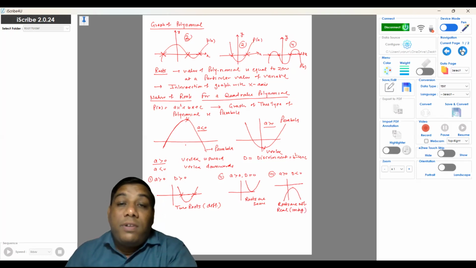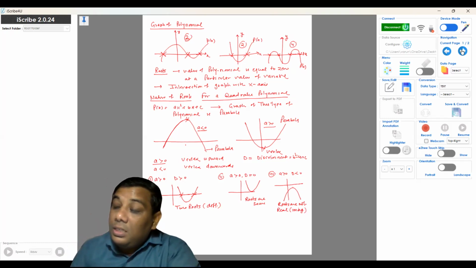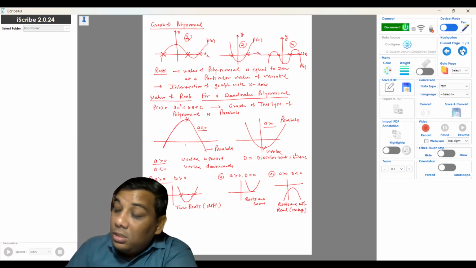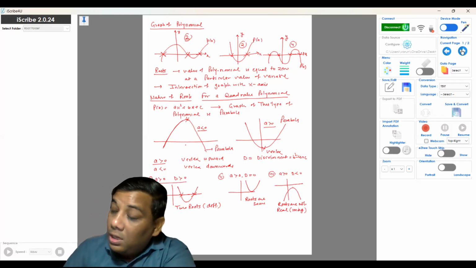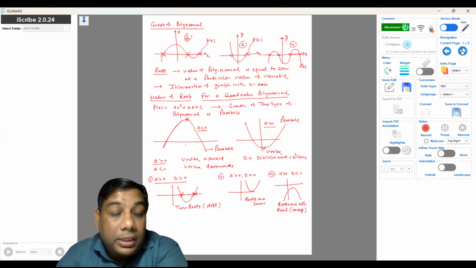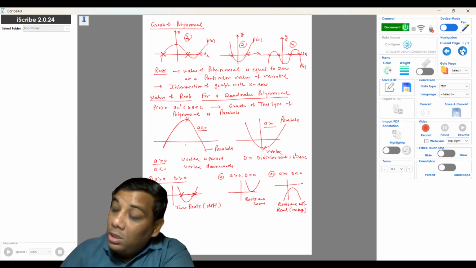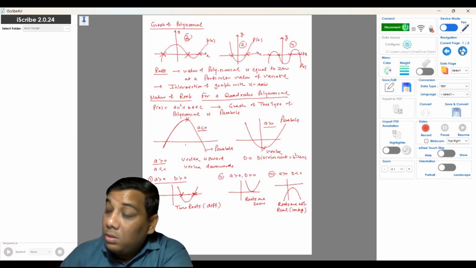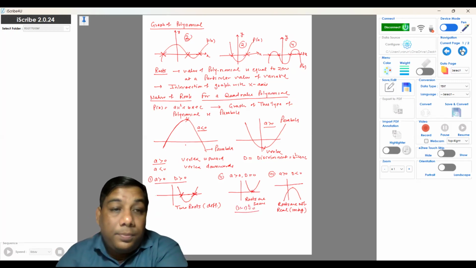These are the three different conditions in which the nature of the roots is defined. If a is greater than 0 and D is greater than 0, then we are getting two different real roots like this. This is the first root, this is the second root. In the second condition, if a is greater than 0 and D is equal to 0, then we are getting the two roots, but both of the roots are same, like x minus 1 whole square equal to 0.